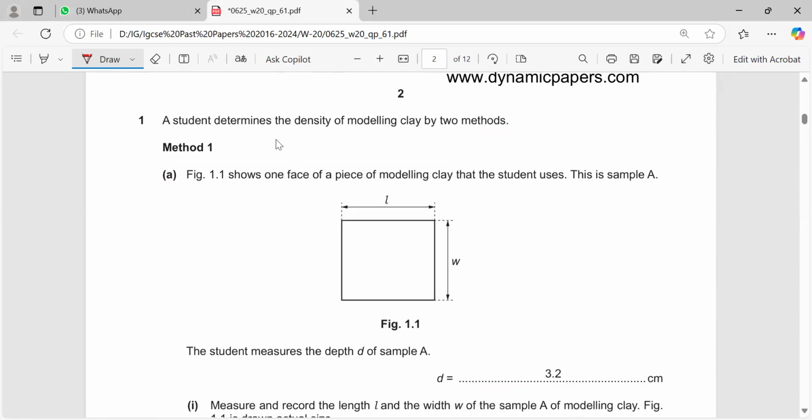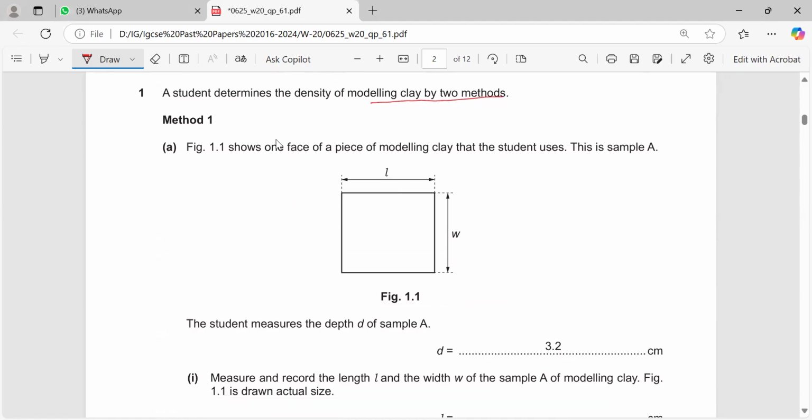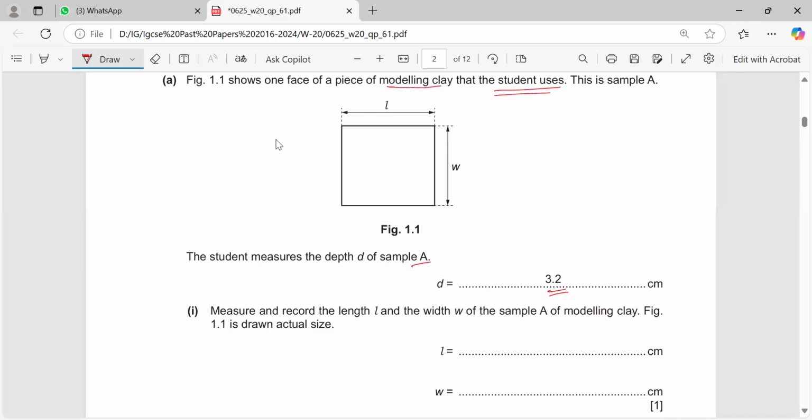Question number 1. A student determines the density of modeling clay by two methods. Method 1. Figure 1.1 shows one phase of the modeling clay that the student uses. This is sample A. The student measures the depth D of the sample A, and that is mentioned as 3.2 centimeters. So the depth of this modeling clay is given.